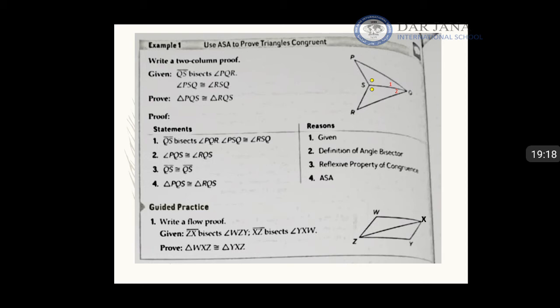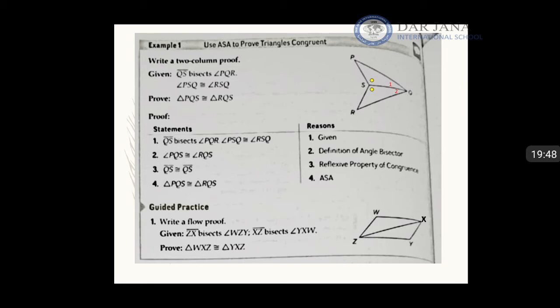So now we have two angles in the first triangle that are congruent to two angles in the second triangle. Not only that, we have two angles and the included side, which is QS, congruent to two angles and the included side, which is also QS in the second triangle. Here we can use the angle side angle postulate to prove that the triangle PQS is congruent to triangle RQS, which is seen in statement number 4.